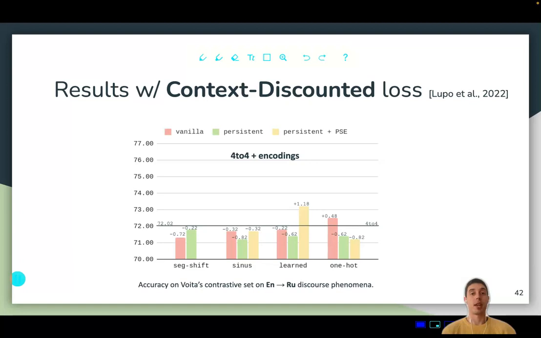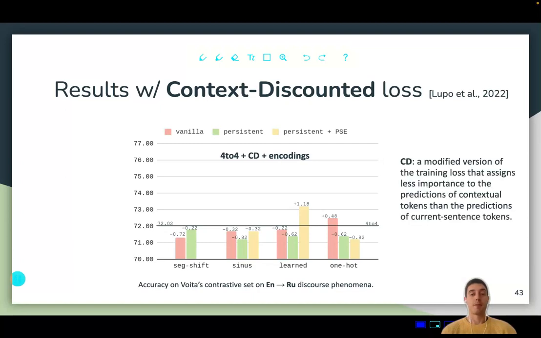Therefore, we decide to adopt an alternative loss for training the 4-to-4 system, that is the context discounted loss that we have proposed recently. The context discounted loss is a modified version of the training loss that assigns less importance to the predictions of contextual tokens than the predictions of current sentence tokens. So it's a loss that pushes the model to stay more focused on the translation of the current sentence. This loss has been proved effective in many domains and language pairs, and it's a loss that pushes the model to distinguish between the different sentences that are present within the sequence. We hope that this loss will encourage the model to exploit sentence position encodings.